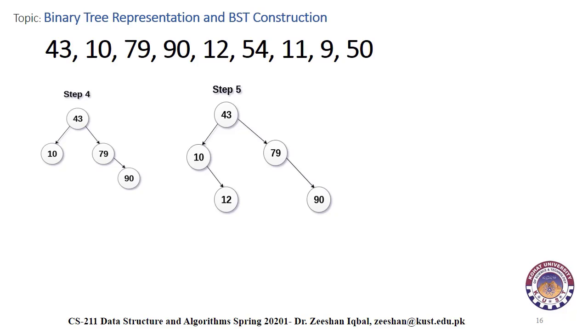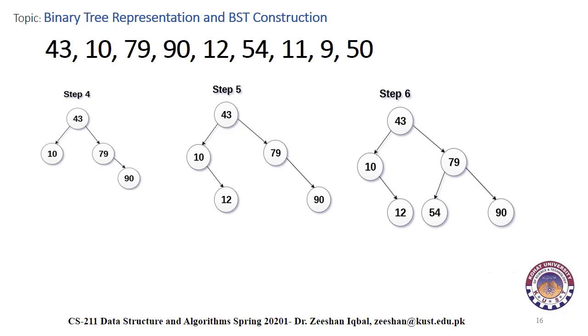Next value is 54. We can see that 54 is greater than 43, the root node. So we'll move towards the right child. The right portion already contains a value which is 79. Again 54 is compared with 79, and 54 is less than 79. So we'll place 54 as its left node.